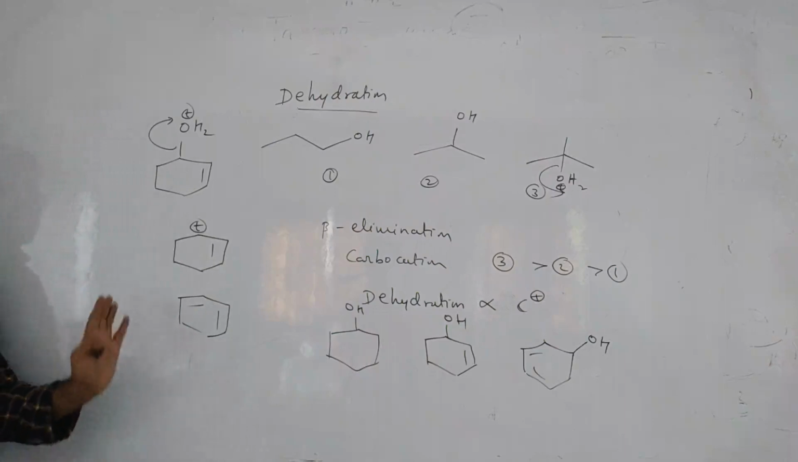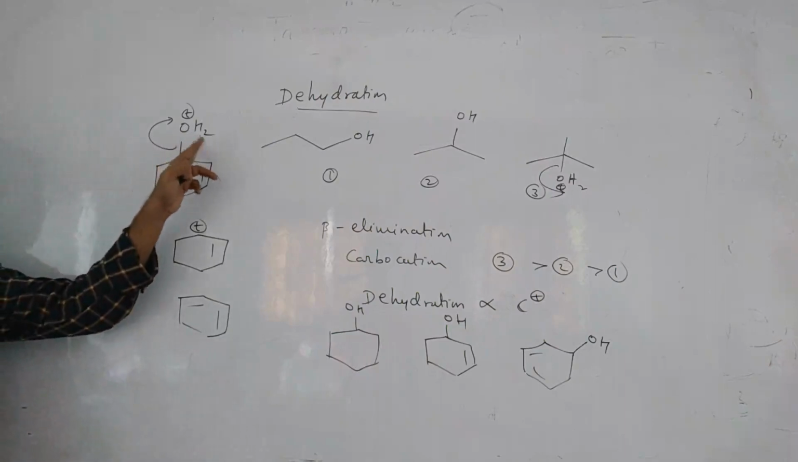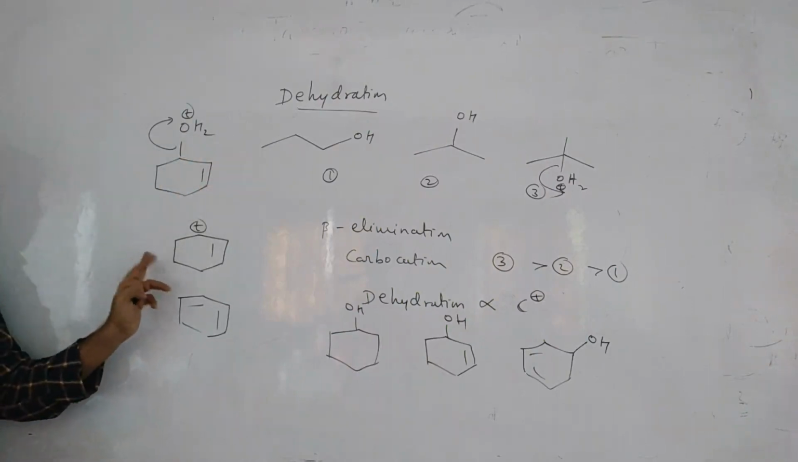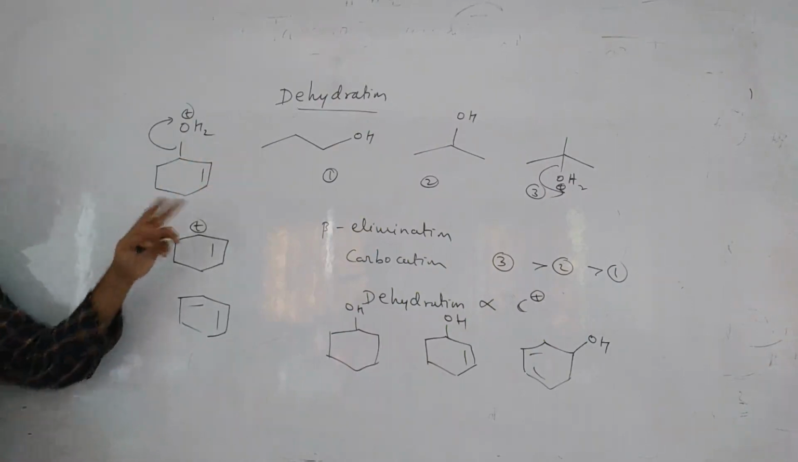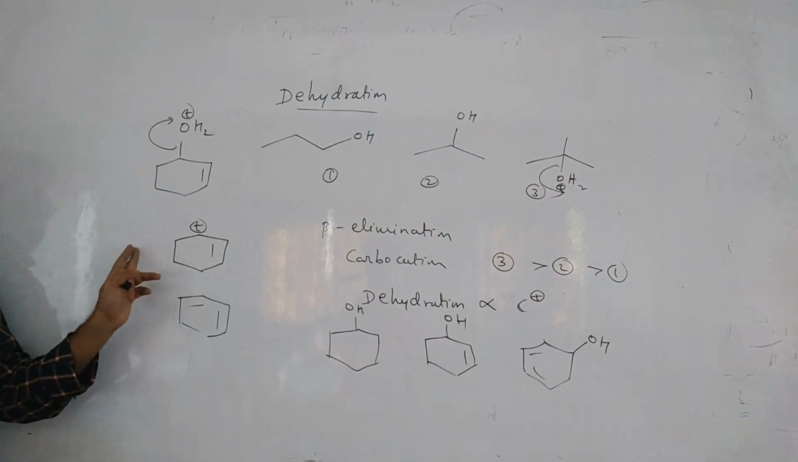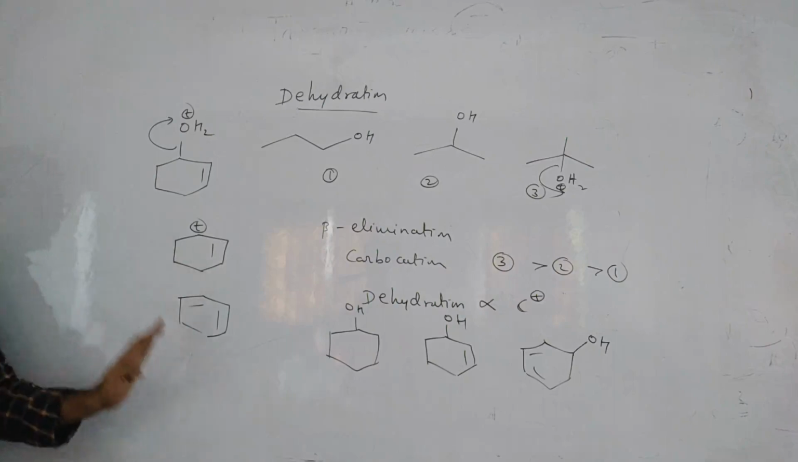What is the first step in dehydration? Protonation of alcohol. What is the second step? Carbocation formation. Here, sometimes rearrangement, sometimes ring expansion, all this can take place. Understanding that? What is the third step? Elimination of proton. These are the three steps.